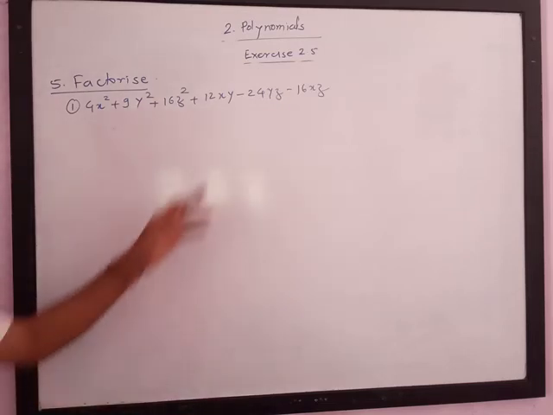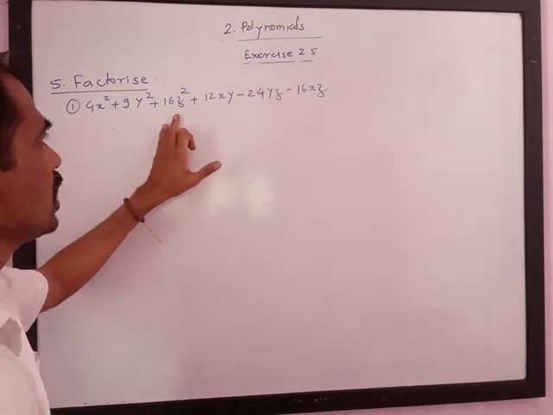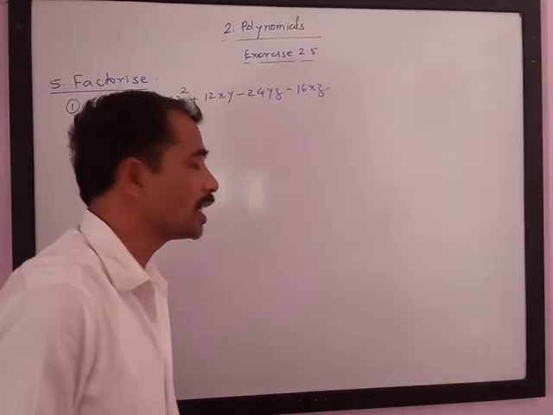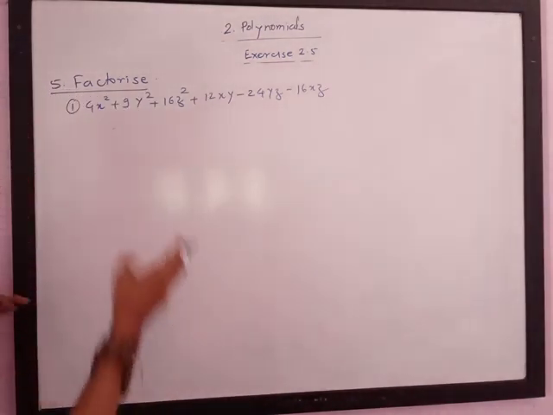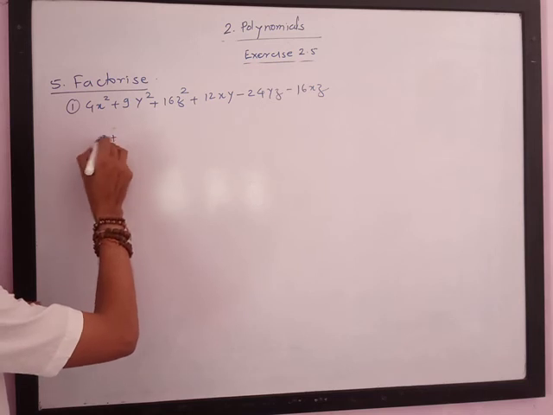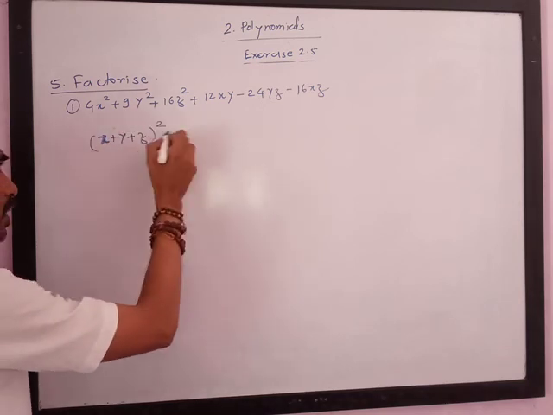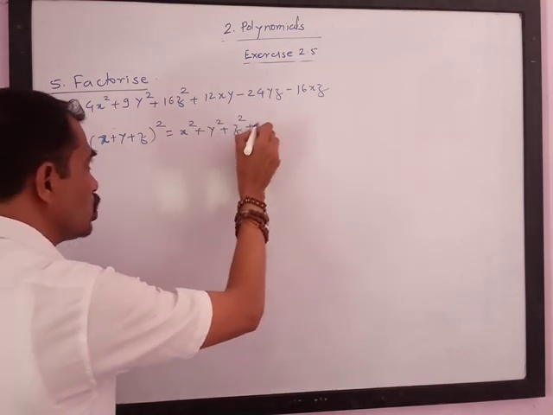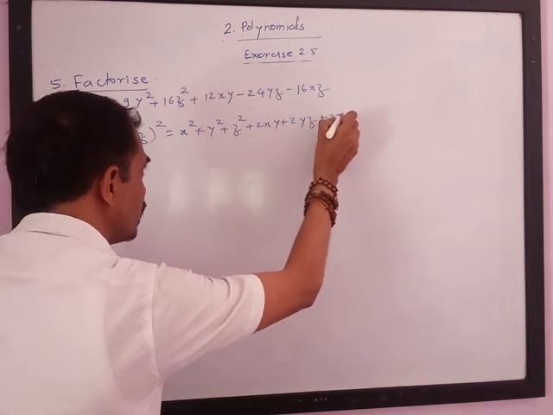Dear students, in exercise 2.5, the fifth question is: factorize 4x square plus 9y square plus 16z square plus 12xy minus 24yz minus 16xz. If you look at the question, you will understand it is the expansion of (x plus y plus z) bracket square. We know this is equal to x square plus y square plus z square plus 2xy plus 2yz plus 2xz.